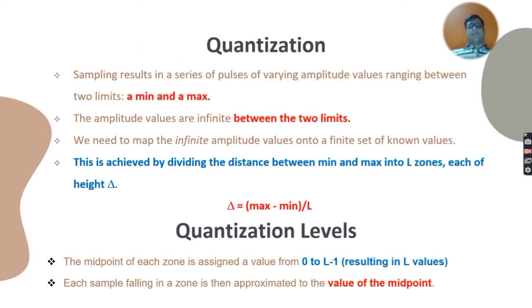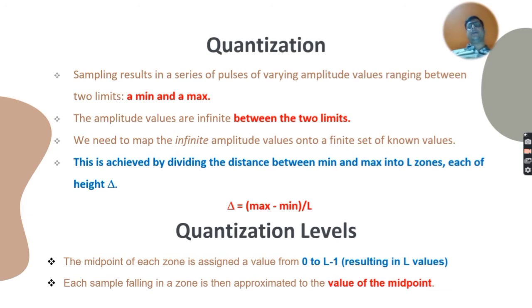Here you can see the quantization process. The second step is the quantization process. In this, the sampling result is a series of pulses varying in amplitude, ranging from a minimum to a maximum. The max and min are the maximum and minimum amplitudes available in the modulating signal, which fix that limit. The amplitude values are infinite between the two limits. The amplitude will vary with respect to the two limits, a max and a min.